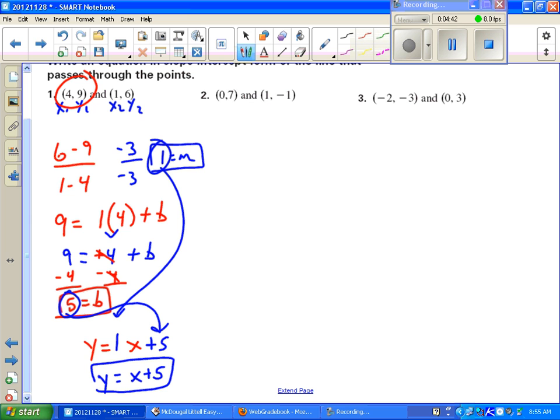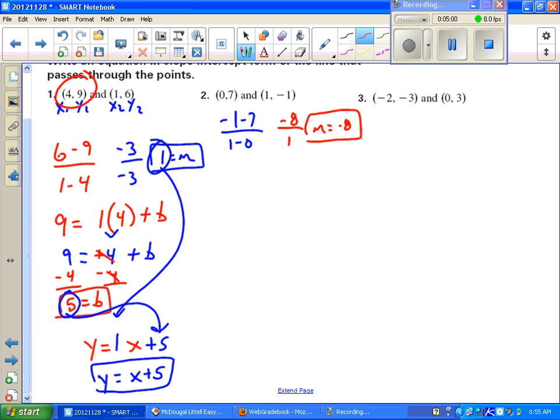For the second one, again, x sub 1, y sub 1, x sub 2, y sub 2. We'll do this one a little bit quicker. Negative 1 minus 7 over 1 minus 0. Negative 1 minus 7 is going to be negative 8. 1 minus 0 is going to be 1. So your m value is negative 8 for number 2.